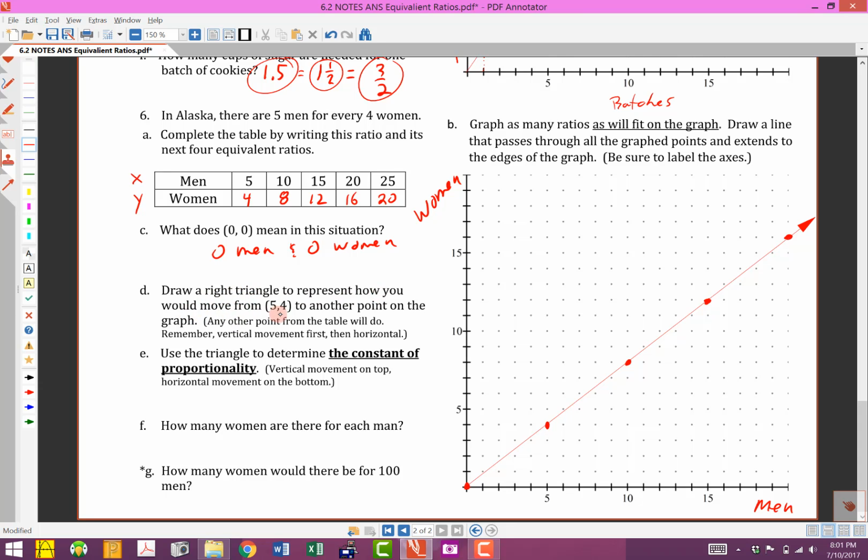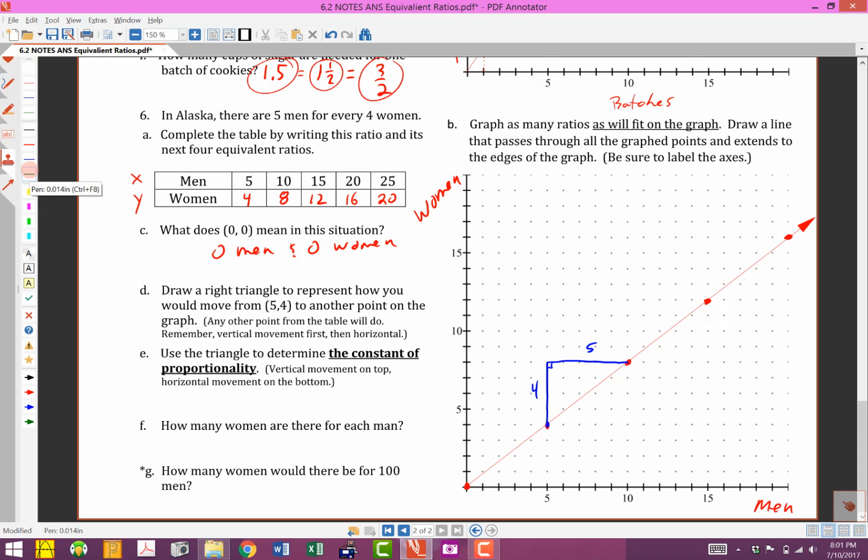Okay, and then it says draw a right triangle to represent, and remember that's got a right angle in it, how you'd move from 5, 4 to another point on the graph. So I'm going to move from 5, 4, from this one right here, to another point right there. So I'm going to go up this far, and then I'm going to go over this far. And I'm going to put that little mark in there. That little square means that's a right angle. And so we would go up 1, 2, 3, 4, up 4, and over 1, 2, 3, 4, 5. So that would be 5.